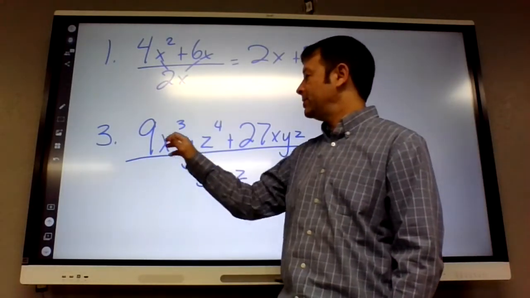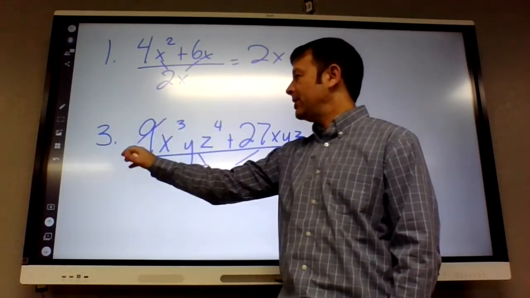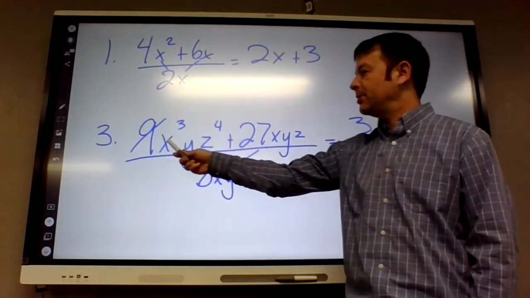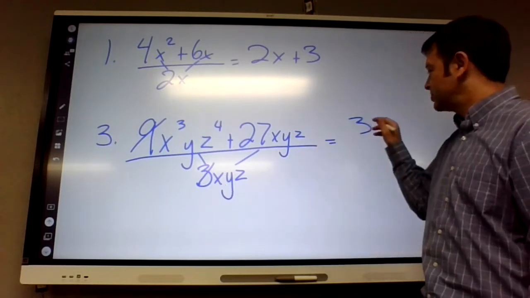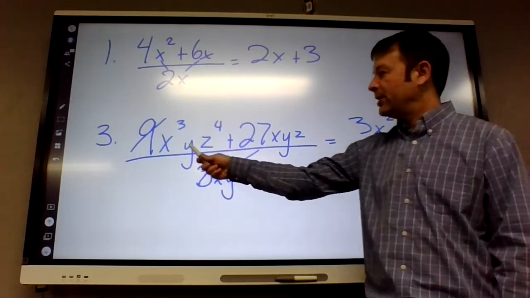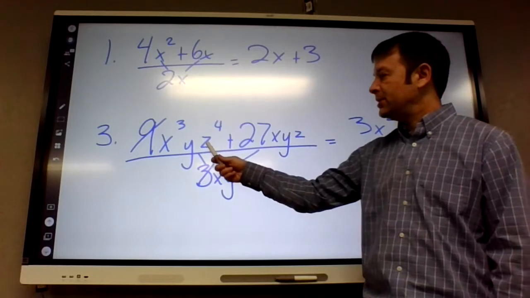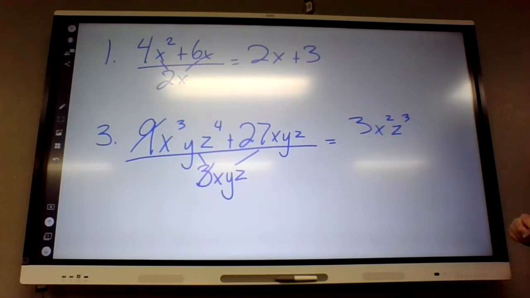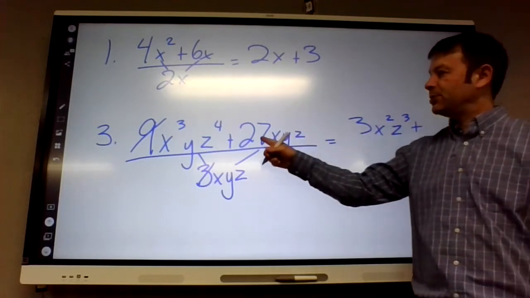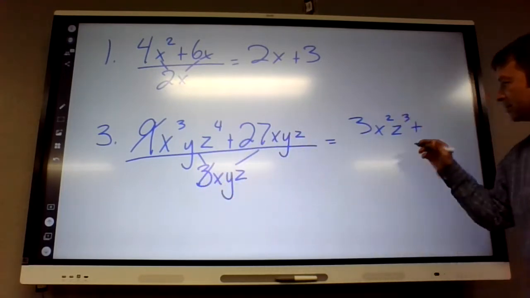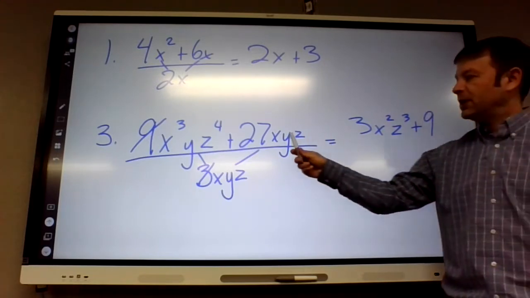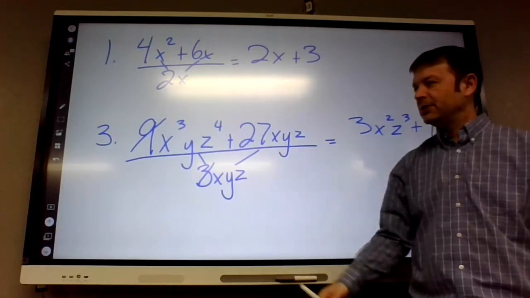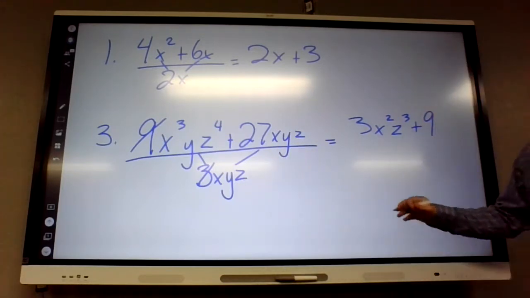Okay, number 3. Same thing, just a little bit bigger. So 9 divided by 3 is 3. What's x cubed divided by x? X squared. Y divided by y is gone. Z to the 4th divided by z, z cubed. Plus, what's 27 divided by 3? 9. X divided by x, y divided by y, z divided by z, gone, gone, gone.